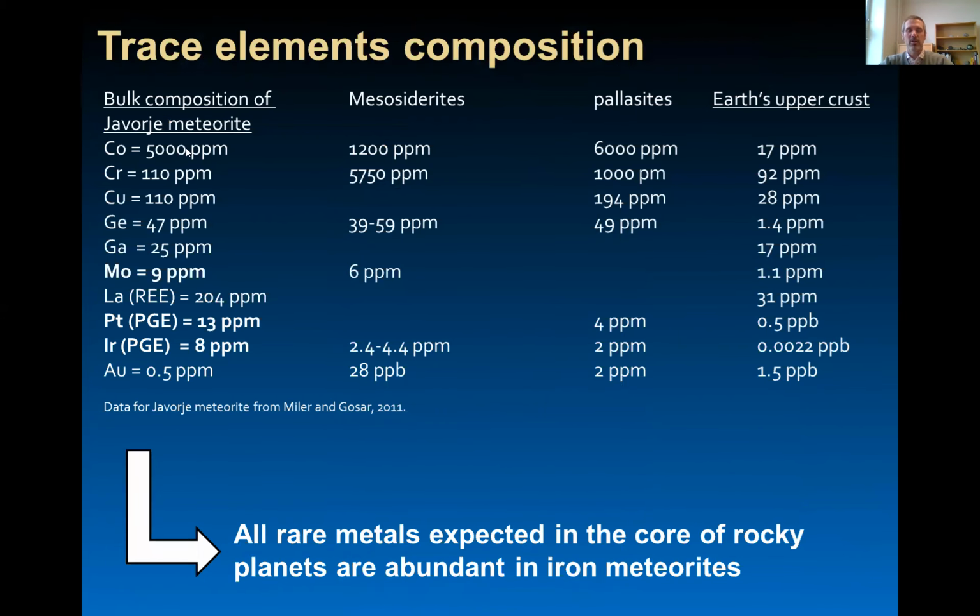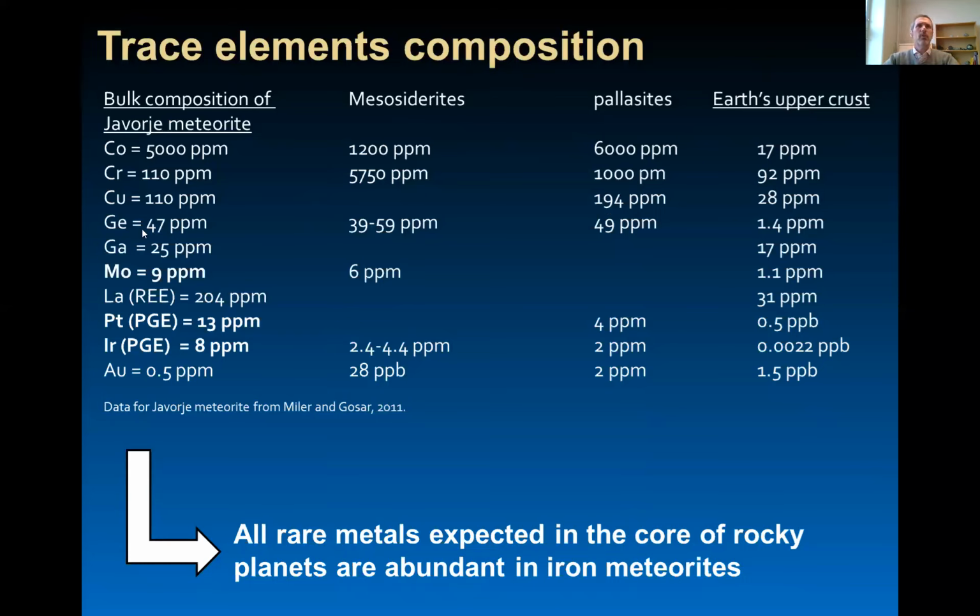If we look at the trace element compositions of iron meteorites, I give you the example of this meteorite from Czech Republic. And we can compare with mesosiderites and pallasites, and again with the upper crust of Earth. A lot of cobalt, 5,000 ppm. Chromium is not as abundant as in the mesosiderites or pallasites, but still more abundant than on Earth, on at least the crust.